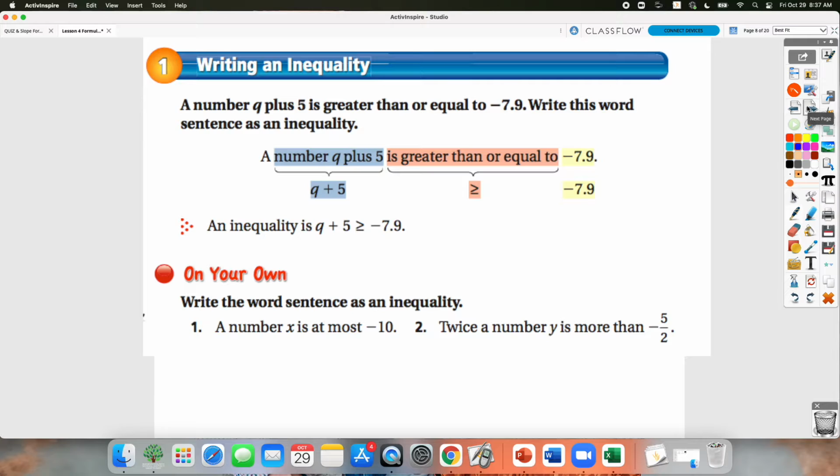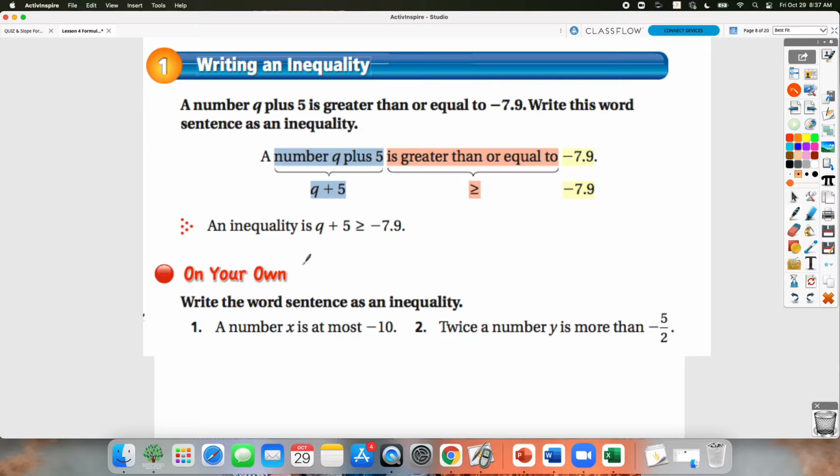Okay. So today we're going to be translating some words into inequalities and graphing those inequalities. So if we had a number q plus 5 is greater than or equal to negative 7.9, we could translate that into an inequality. We've got our variable q plus 5, and then our greater than or equal to symbol, negative 7.9. We're going to do the same thing with these two problems below.